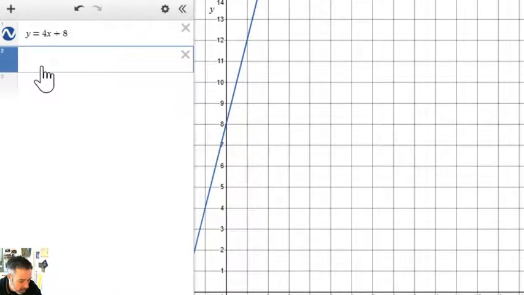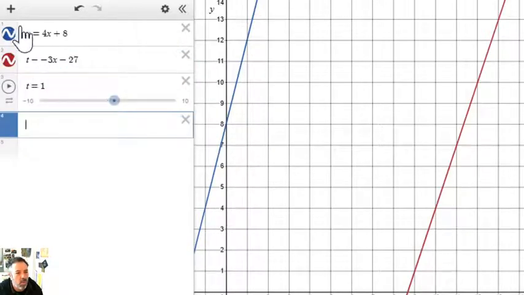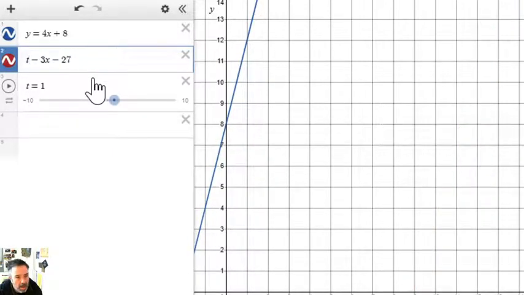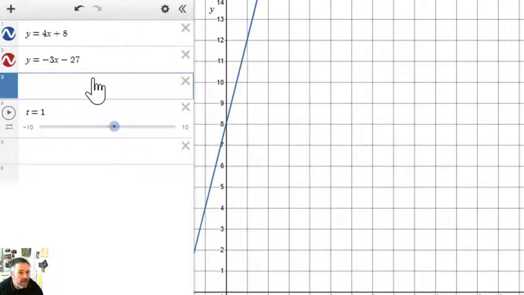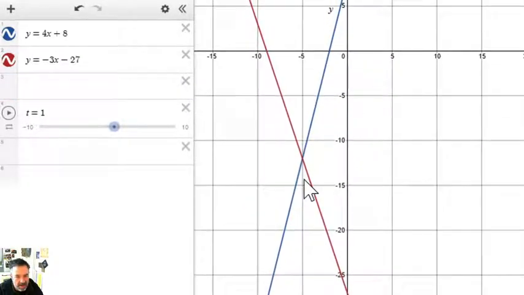The other equation was y is negative 3x minus 27. And, ooh, what? That's not y. Y equals, there we go. So I've got y is equal to 4x plus 8 and y equals negative 3x minus 27. Somewhere in here is a solution. There it is. Had to zoom out.